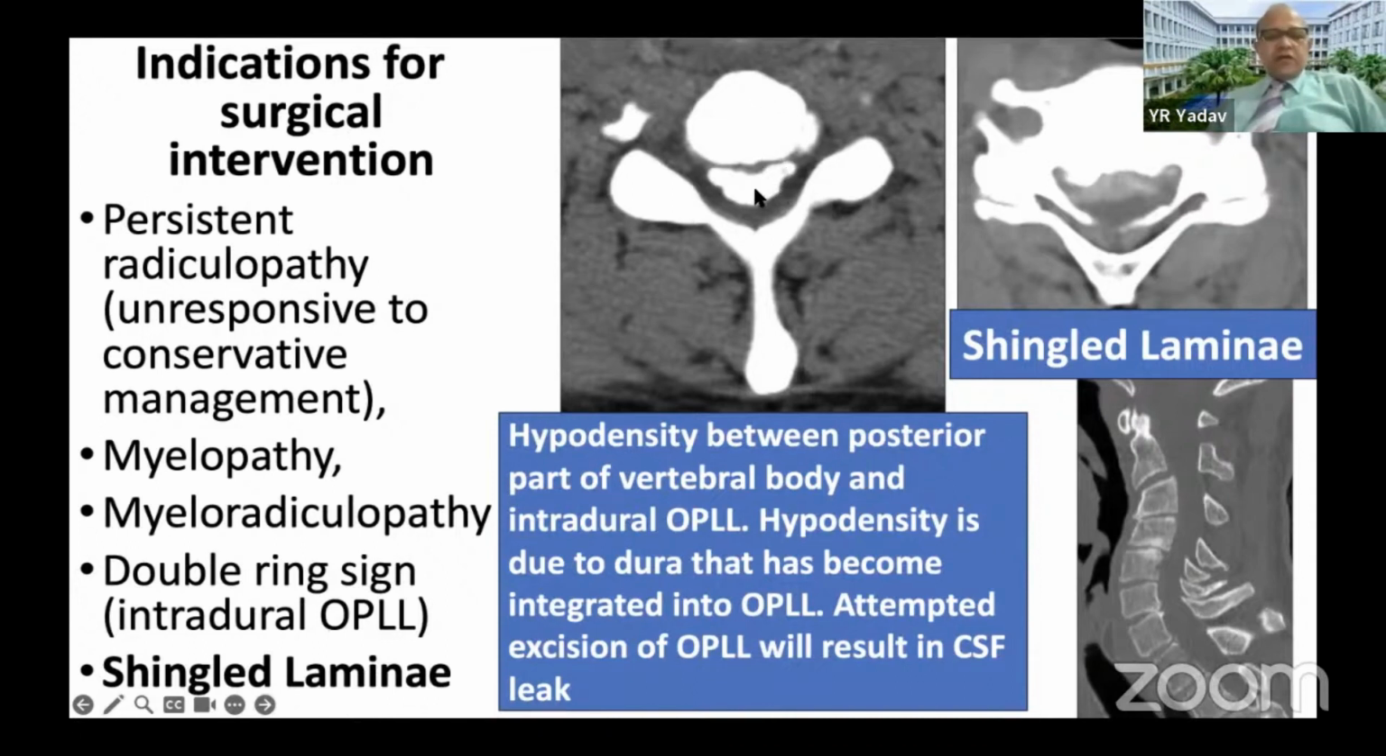And if I told you that if you find a single lamina, so this is the example in a single axial cut, you see one lamina and you see another lamina. So that shows that there has been hyperlordosis. So if there is a hyperlordosis associated, the compressions are from posterior side, and it is better to take the posterior approaches compared to anterior approach.